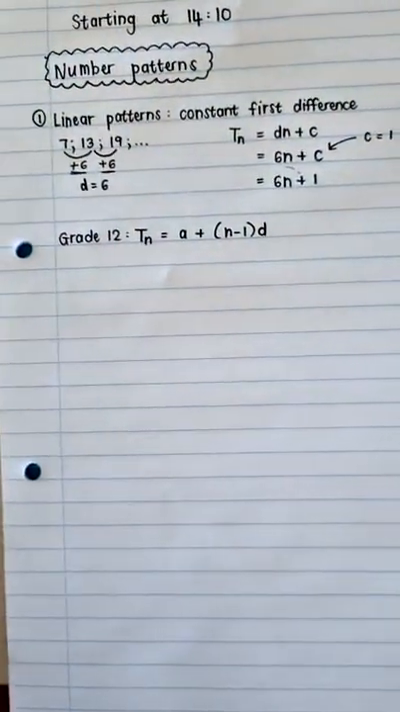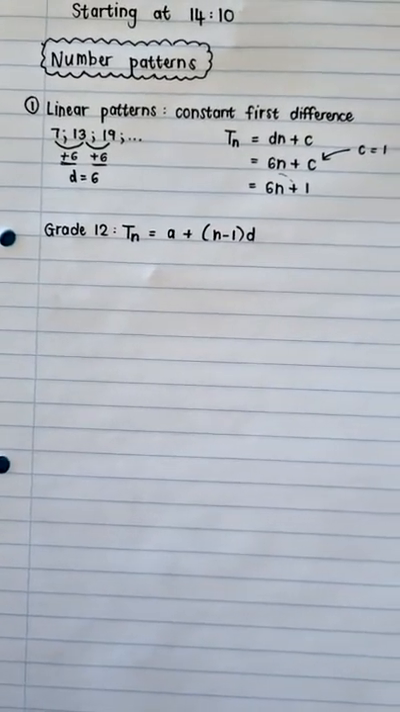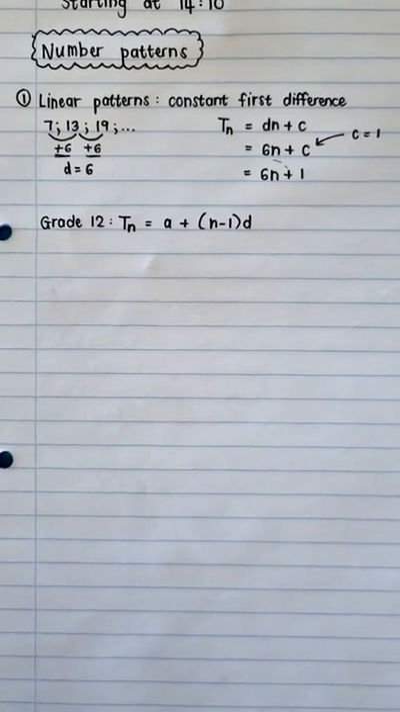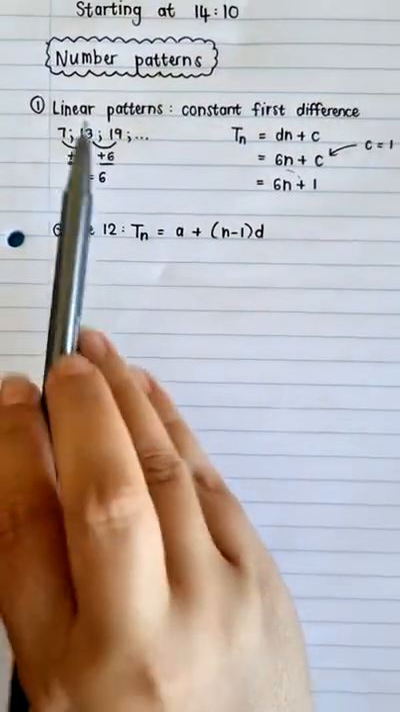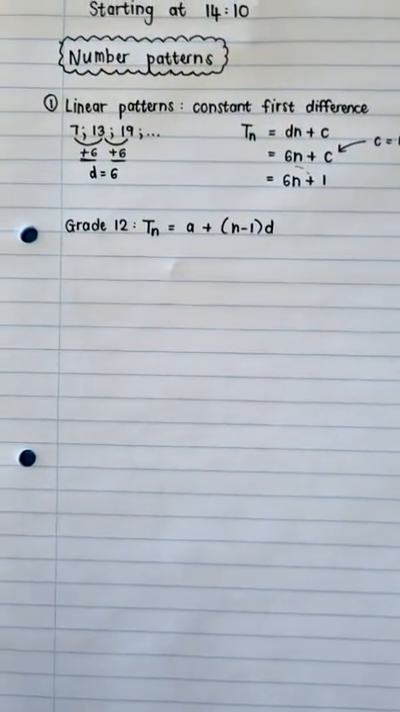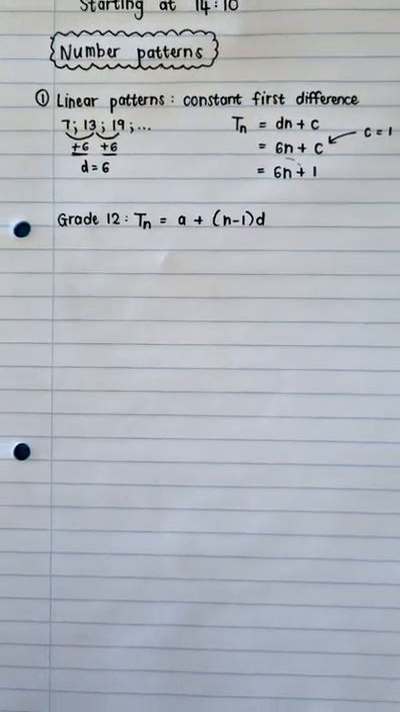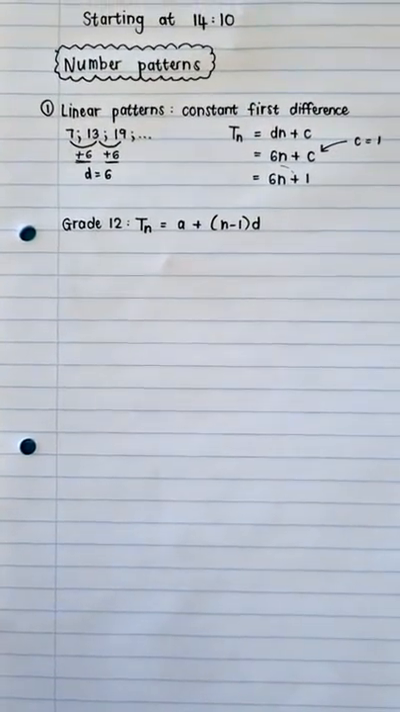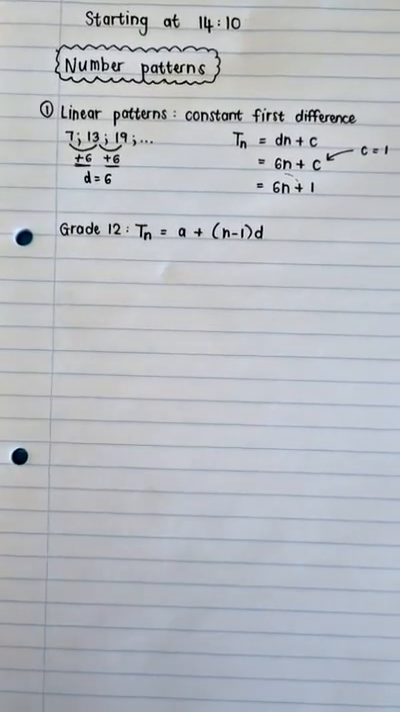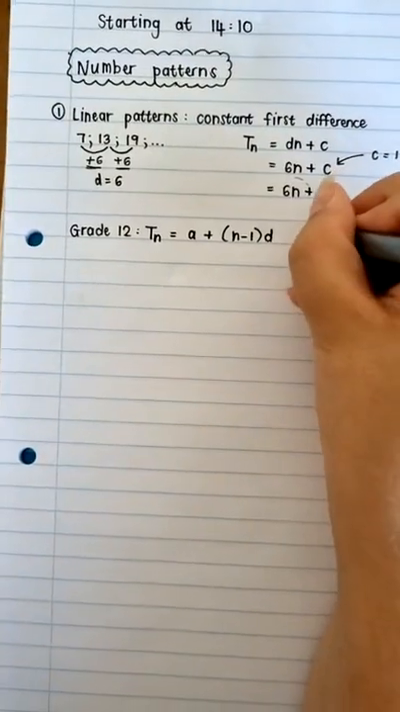Some of you might have seen it already. Some of you might not. But this is the formula that you are going to use in grade 12 for a linear pattern. Another thing is, in grade 12, we don't call them linear patterns anymore. We actually call them arithmetic progressions or arithmetic sequences. All right, so that is the new name.